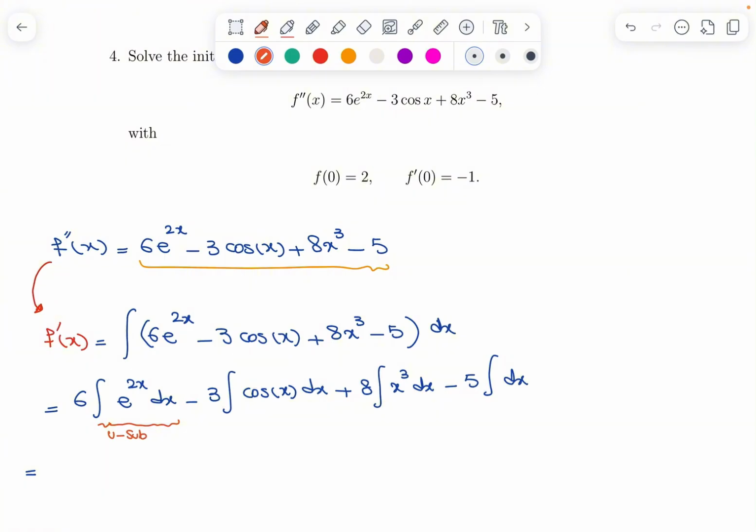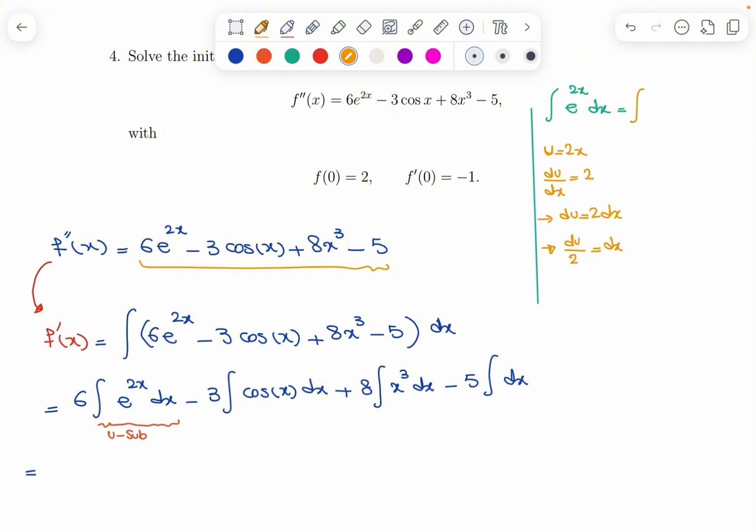To find this integral, you need to use the u-substitution method. Let's do this one separately. To find the integral of e to 2x dx, we must use u-substitution because you have a composite function. You can consider u as the inside function 2x, and by taking the derivative of u with respect to x, you rewrite the integral in terms of u. So du/dx would be 2. Therefore du would be 2 dx, or if you divide each side by 2, du divided by 2 would be dx. So instead of dx, you can consider du divided by 2, and instead of 2x, you can consider u.